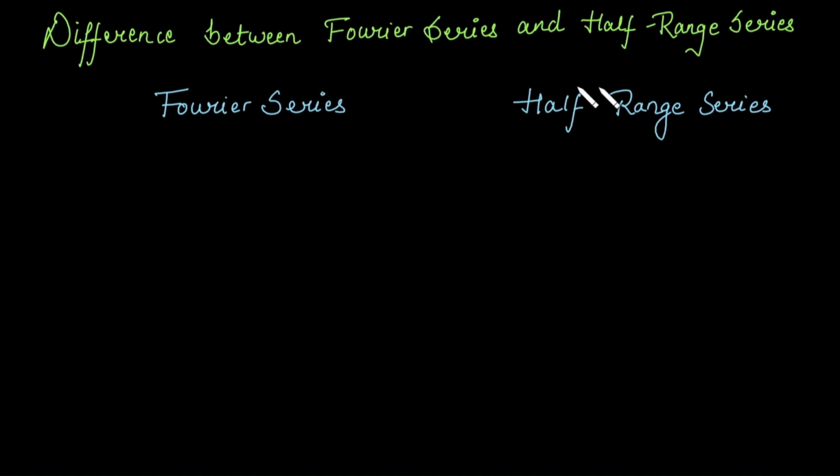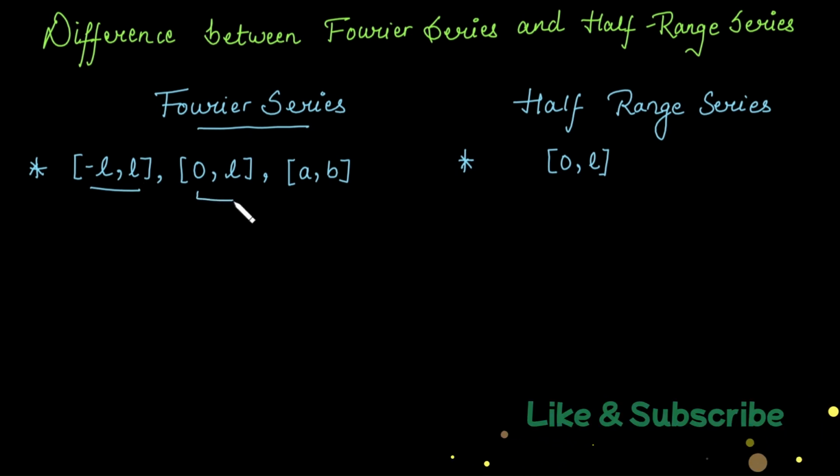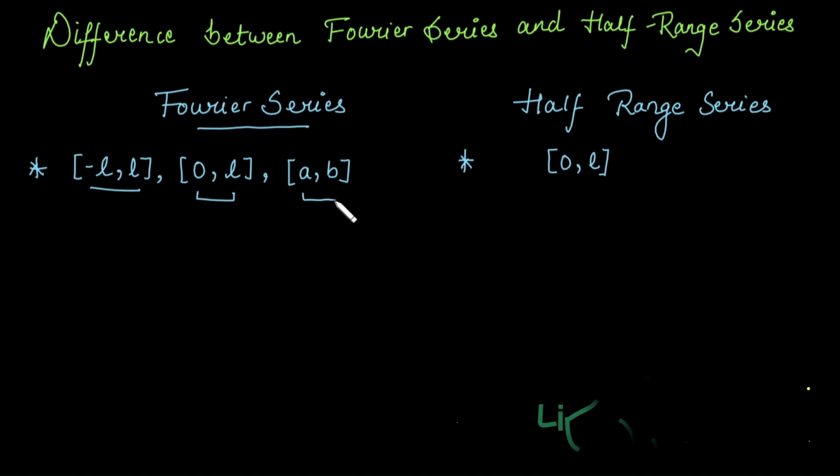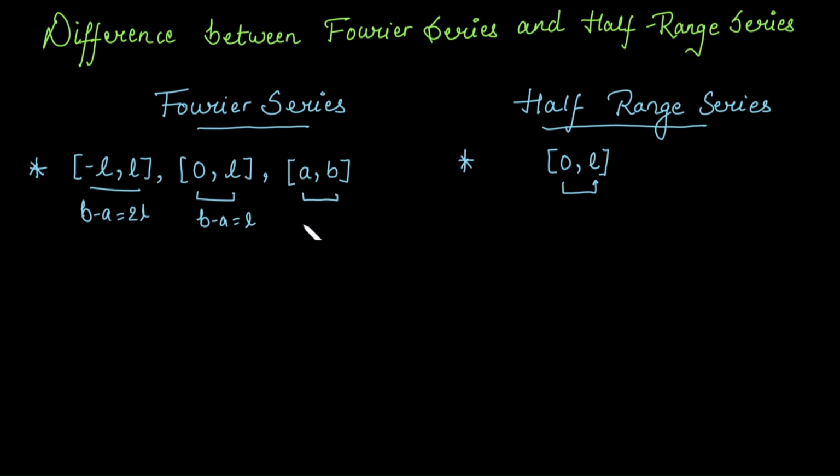Now the point is, what is the difference between Fourier series and half-range series? In Fourier series, we take the interval as minus L to L, or we can take the function from 0 to L, or we can take the interval as A to B. Whereas in the half-range series, the interval is already specified, that is from 0 to L. In this case, the length of the interval b minus a is equal to 2L, whereas in this case, b minus a is equal to L, and in this case, it is simply b minus a.